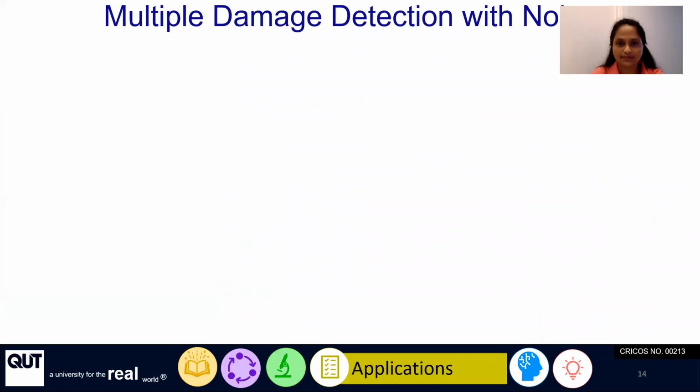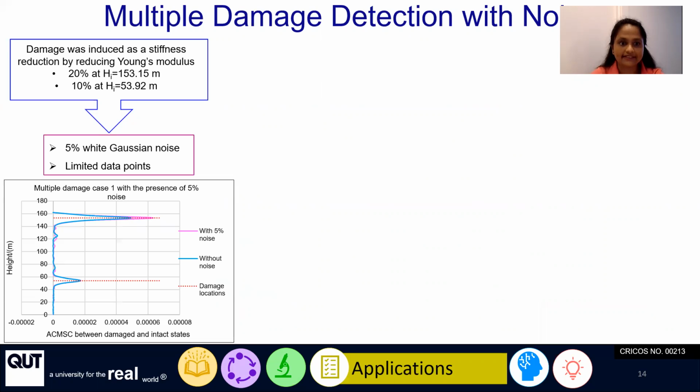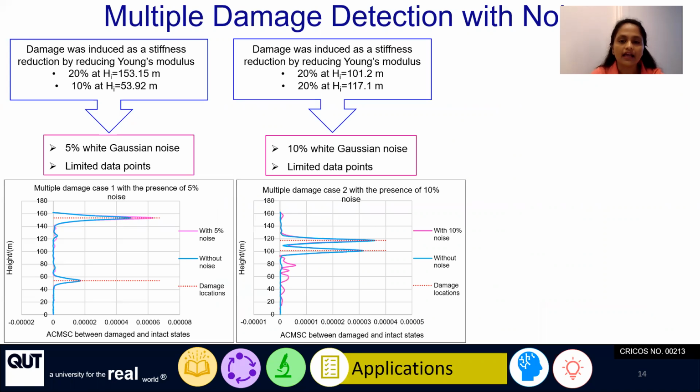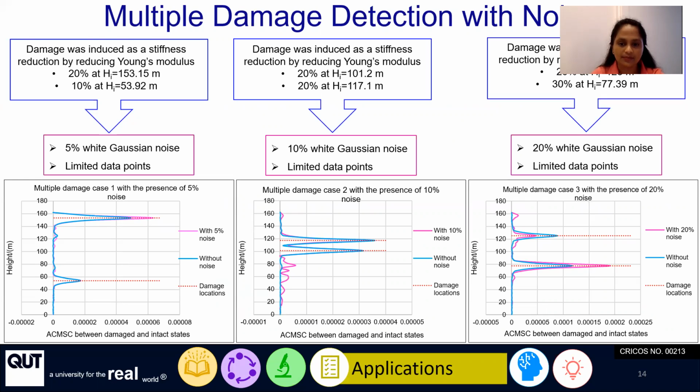Then I have tested the multiple damage detection with noise as well. And these are the test results. As you can see, in all the cases, the proposed method is capable of identifying the correct damage location, even with the presence of noise.